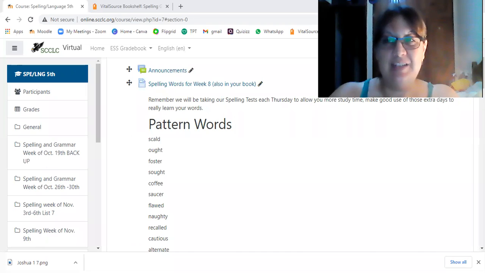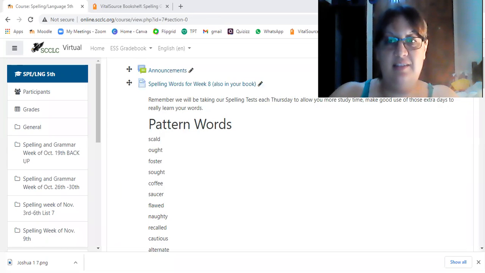Okay, so today we're going to talk about our spelling words. Now, I gave you these spelling words last week on Friday, so hopefully you've already been studying them, but I want to make sure that you understand what they mean before we get into this too far. So, let's go through these words together.